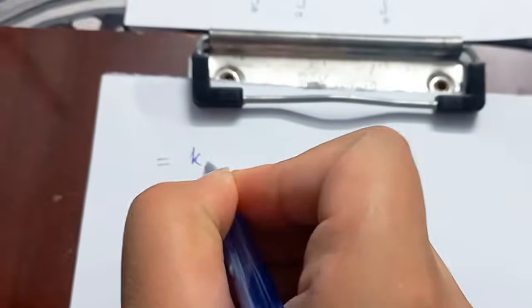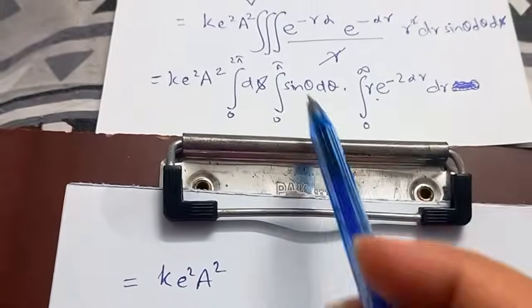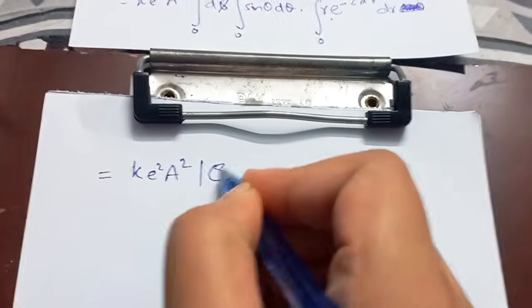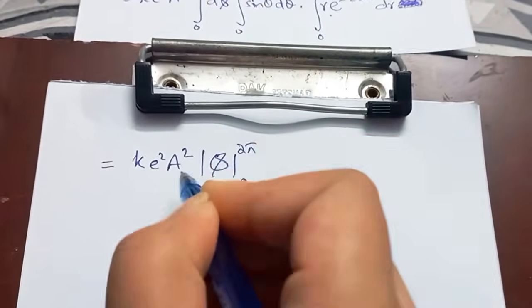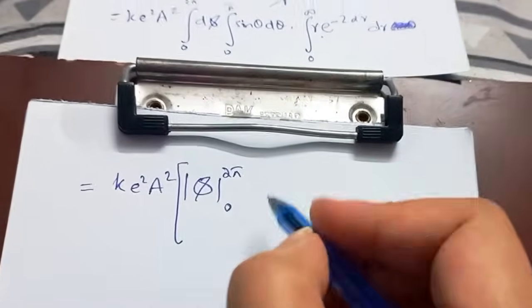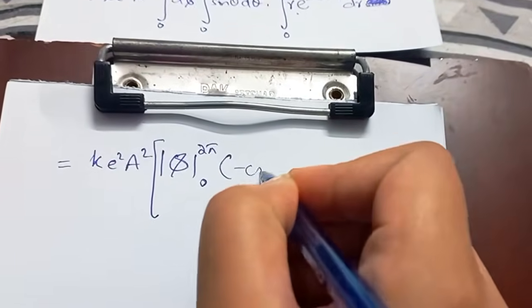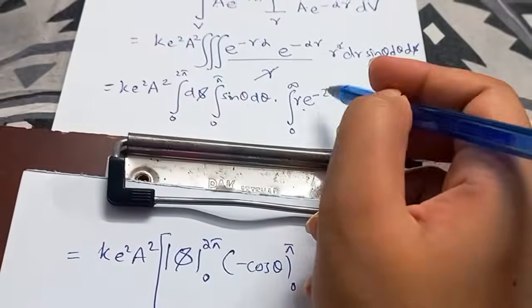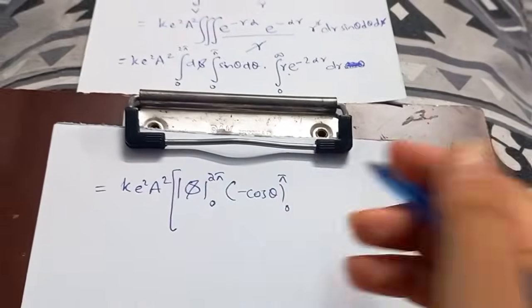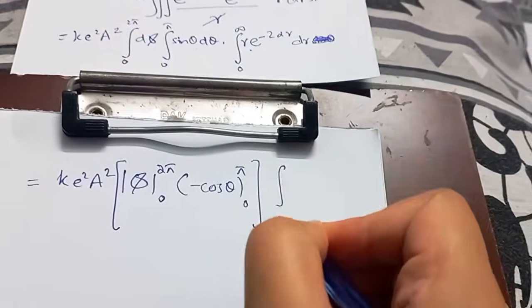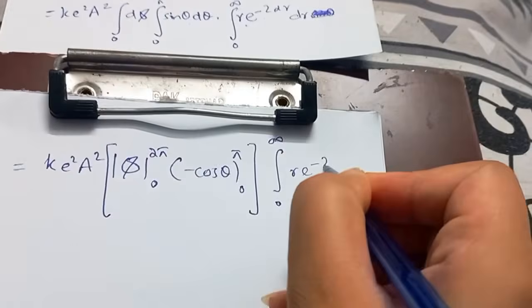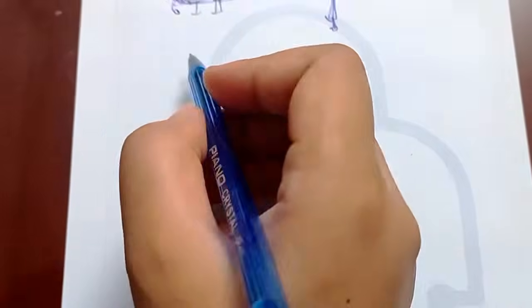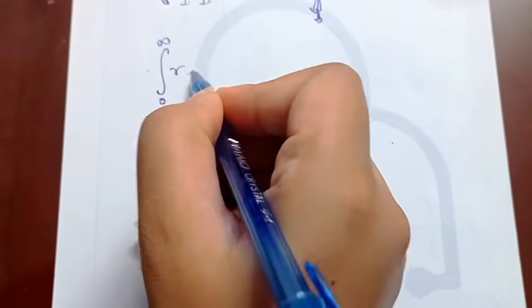That is equal to k e squared A squared. Now we are familiar with these integrations, so we can simply write them. In place of d phi, we write phi, with limits of integration from 0 to 2 pi. Then we have sine theta, whose integral is minus cos theta, with limits from 0 to pi. Let's apply integration by parts on this, or else we can calculate it in rough work and put it back into this equation. Let's integrate it here in rough work and then put it back.